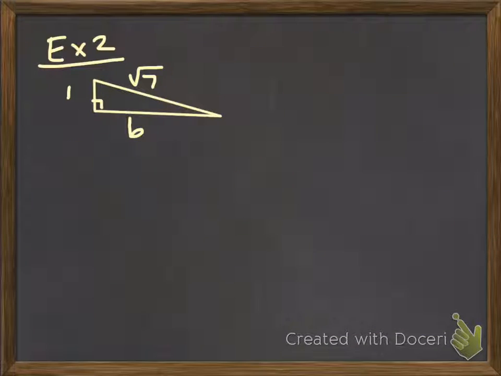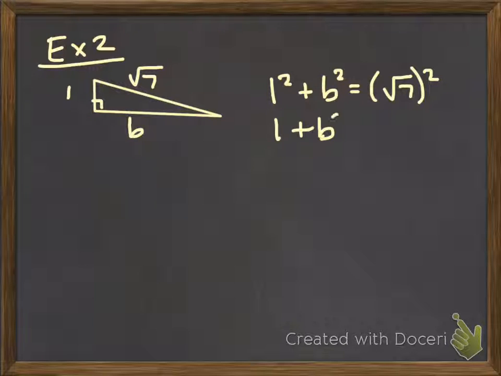In example 2, we have a right triangle. A is 1, b we don't know, and the hypotenuse is the square root of 7. So we're going to do 1 squared plus b squared equals the square root of 7 squared. That gives us 1 squared is 1 plus b squared. And if you take the square root of 7 and square it, you get 7, because the square undoes the square root. If you do it on your calculator, the square root of 7 to the second power gives you back 7.